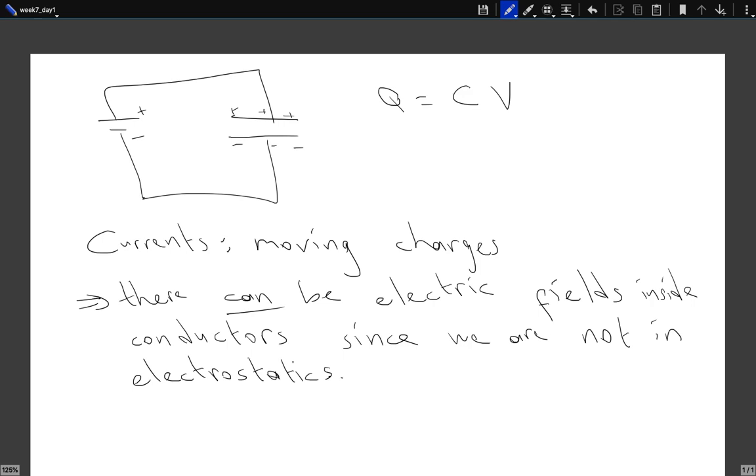This will be one of the important distinctions between what we will be studying now and electrostatics. So just don't get confused. Before, we did say that we cannot have electric field inside conductors because we were in electrostatics. Once we are no longer in electrostatics, there is nothing that prevents electric field inside the conductor.